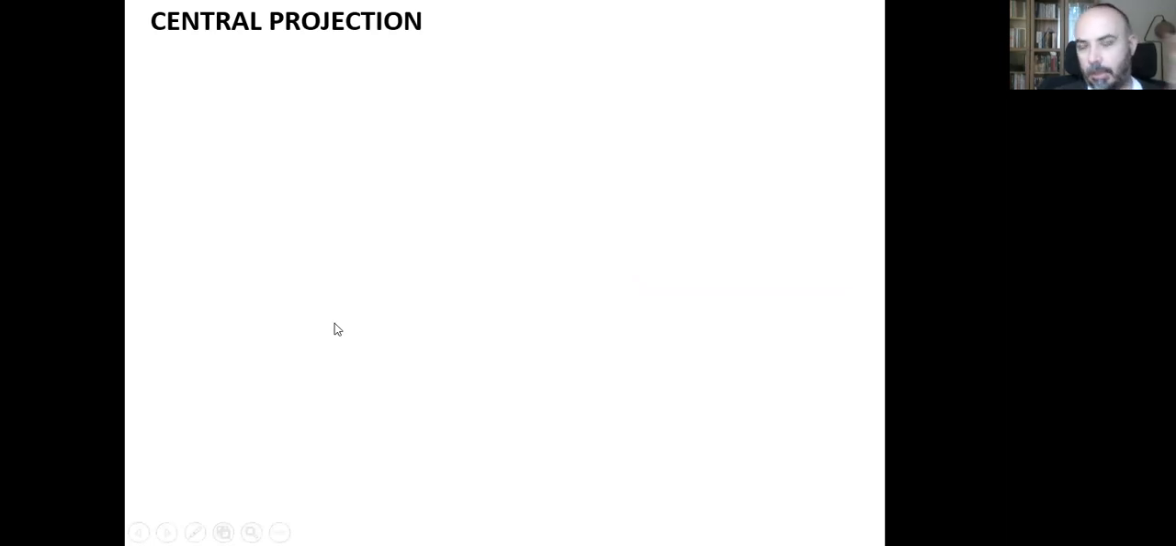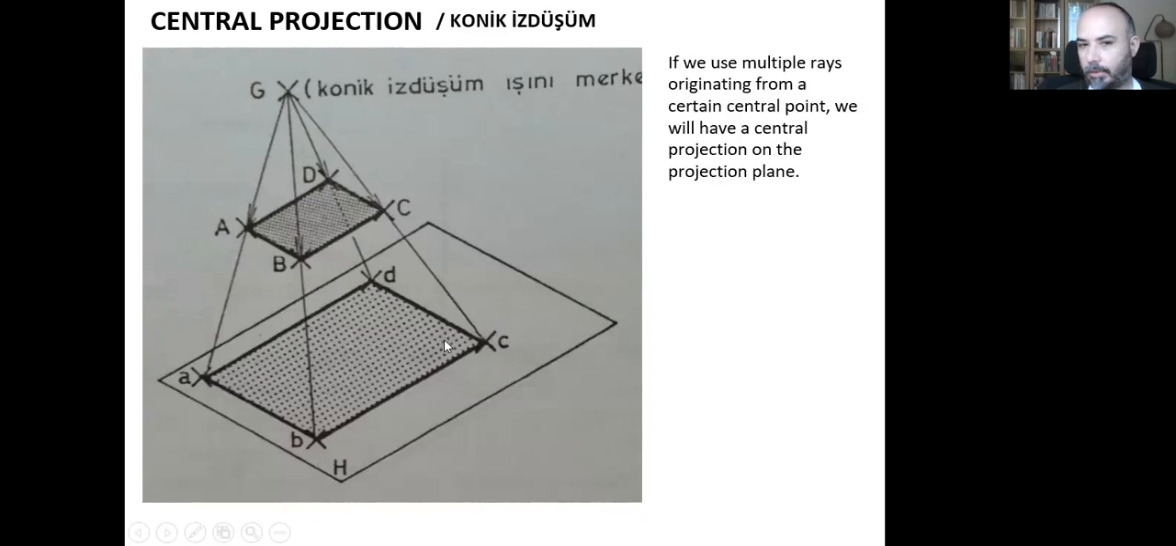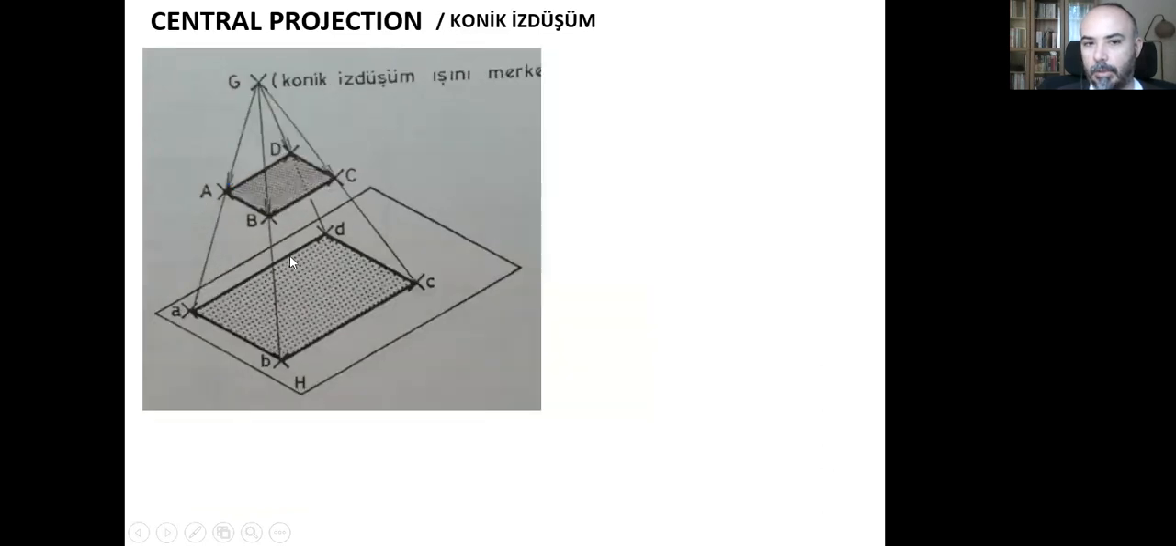And the other one is the one that we witnessed in the last two videos, called central projection, or we can say konik izdüşüm in Turkish. Here we have again the rays, but they are not perpendicular to the projection plane, and there are multiple rays. They originate from a certain central point, so that we will have a central projection on the projection plane. Here we see the actual object, and that's the source of the rays, and we cast rays, and we get the image.